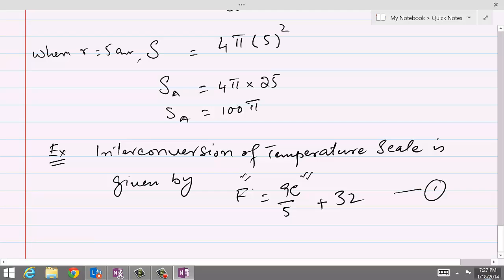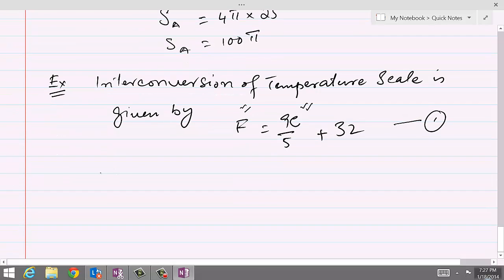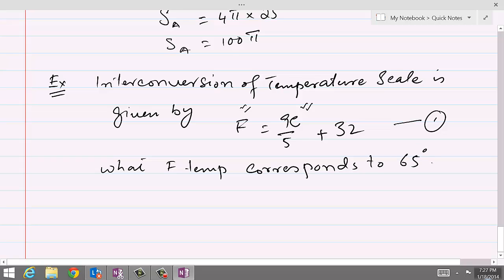What Fahrenheit temperature corresponds to 65 degree Celsius? It means we are given temperature in Celsius scale. And what is that? That is 65 degree. And what is that we want? We want to find out how many Fahrenheits.